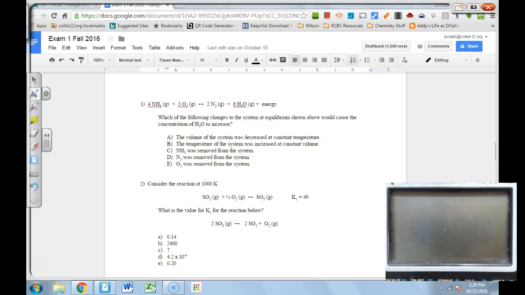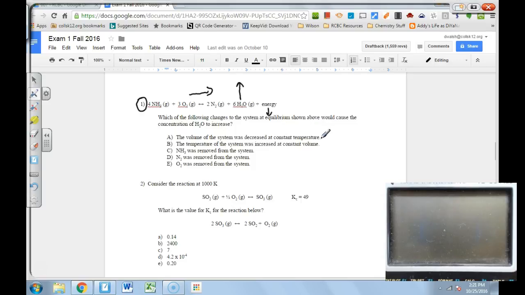Okay, so the first question, question number 1, says, which of the following changes to the system at equilibrium would cause the concentration of H2O to increase? So I'm going to draw a little arrow here. That means the reaction needs to shift right, or we have to decrease the heat, which is still going to cause the reaction to shift right. So I guess there's really just one way. We just have to make sure that whatever is happening, the reaction is going to shift right. Okay, so let's see what's going on.